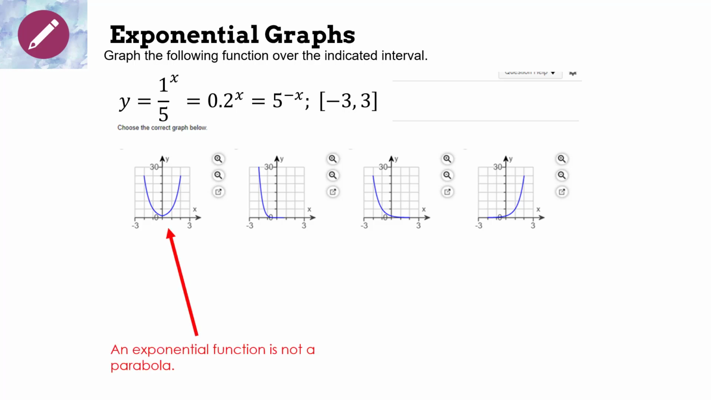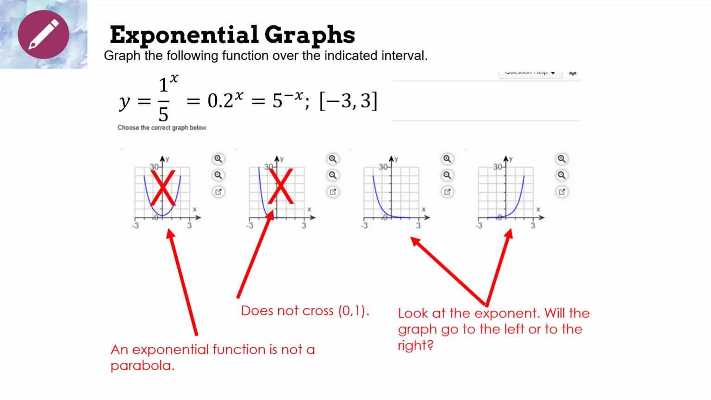Our first one is a parabola, so it can't be that one. Let's look at the next one. Does it cross through 0, 1? It can't be that one because all of our exponential graphs will go through 0, 1. Well, now we have to make a choice. Is it the third one or the fourth one?